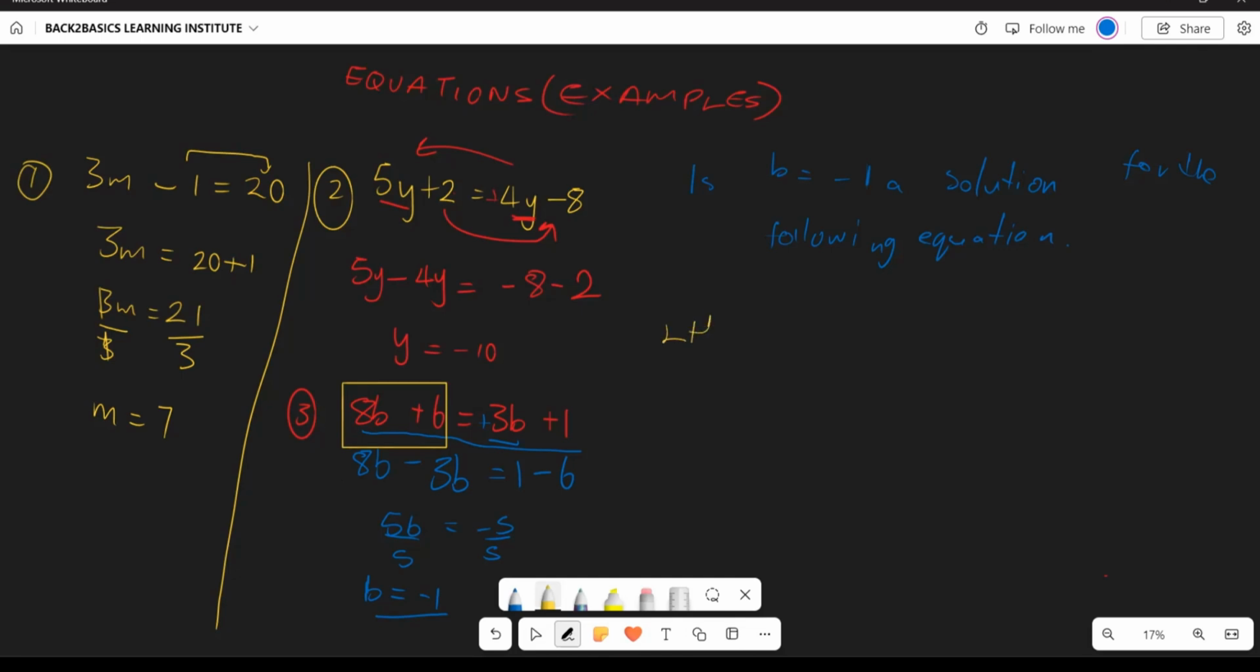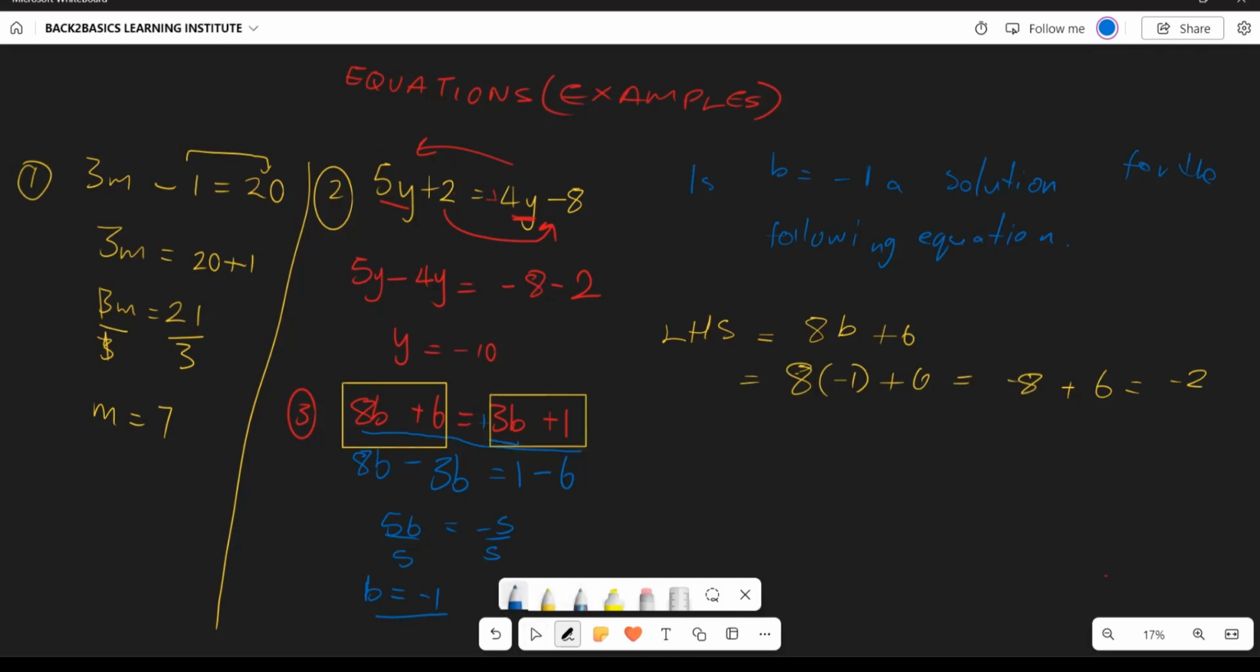So we are going to say now your left-hand side, which was equal to 8b plus 6. Then you're going to substitute your b. So this is going to be 8 times -1 plus 6. And what is the answer that you are going to get here? This is going to be the same as -8. This is the same as -8 plus 6, which is going to give you what? This is going to give you -2. Are we together?